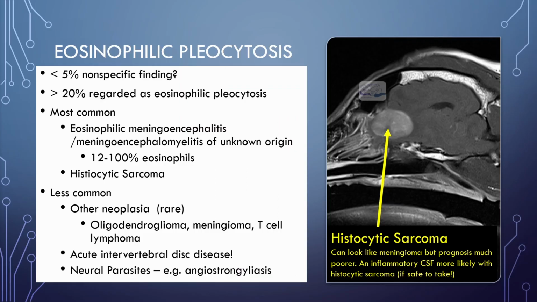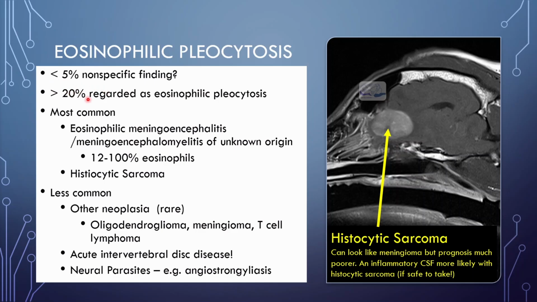When are eosinophils seen in the CSF? Well, generally regarded as less than 5% as a non-specific finding, although you will find some texts that would regard any eosinophil as an indication of disease. But you can see the odd eosinophil if there has been some blood contamination, so be cautious at interpreting it if it's less than 5%.